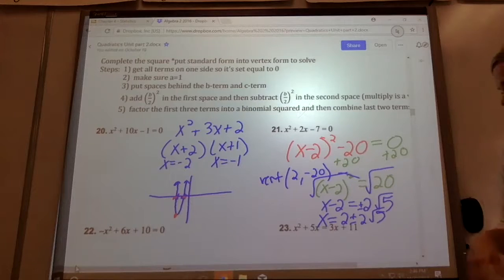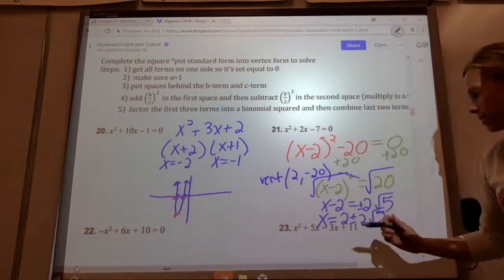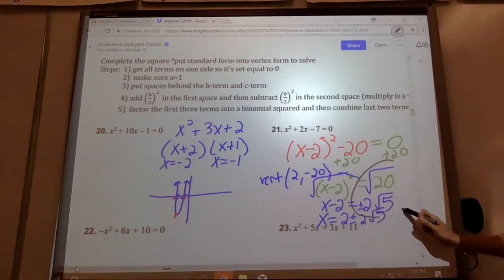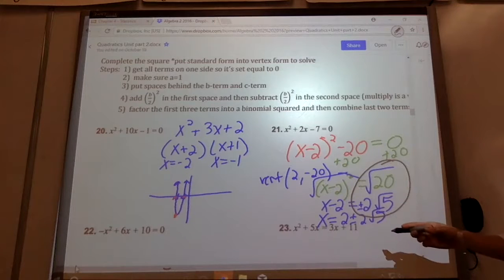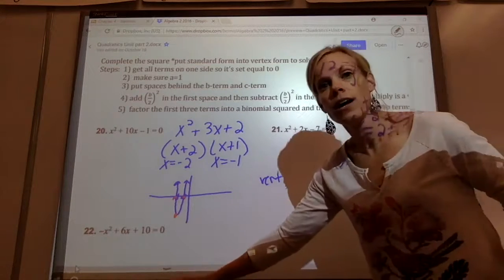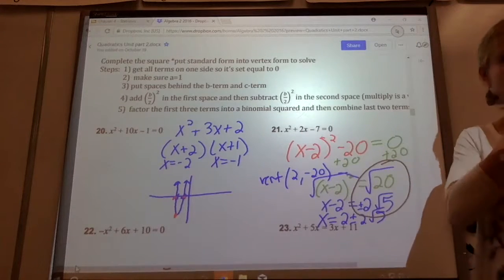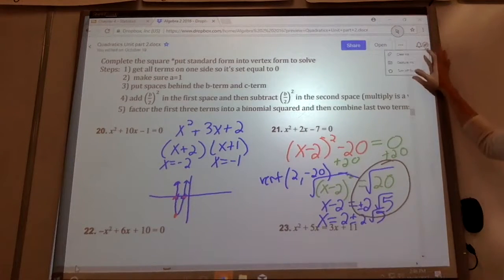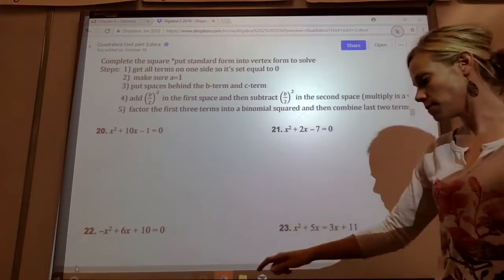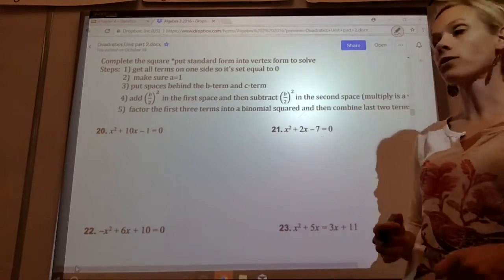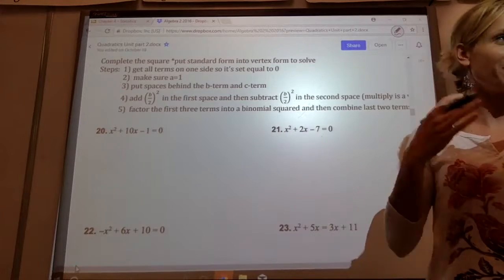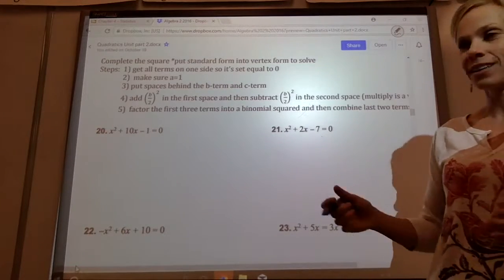But here's the big question I'm sure you have. Ms. Chapman, how did you get from here to here? How did square root of 20 become 2 square root of 5? So we kind of have to recall how to simplify radicals. So let's review. Time out, before we go on, we need to remember how to simplify radicals. I know you did it with the Pythagorean theorem, you had to reduce radicals somewhere.